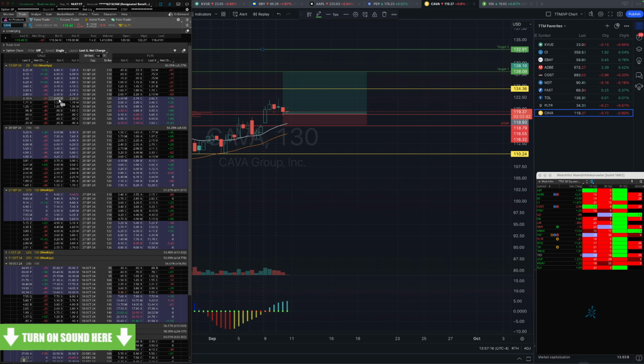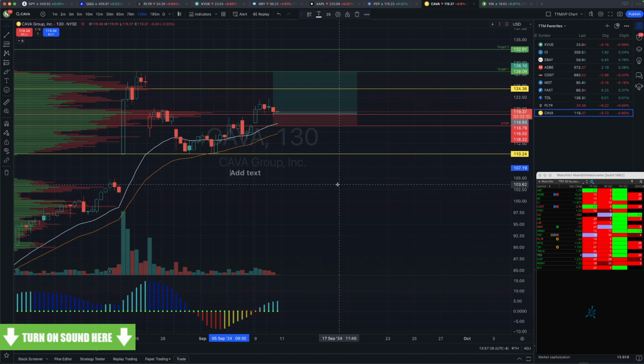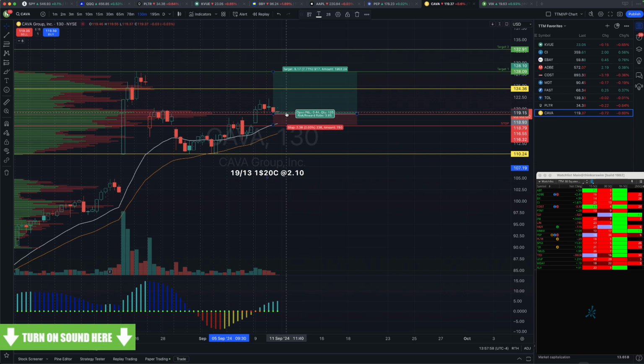Or you could buy a lotto here for this week, you could buy the 119s. So for me, the trade plan here would be, I think I would try this on a lotto style. So I would buy the 913s, $120 calls, right? You get them for about 210, roughly. And it's at a great spot right now.